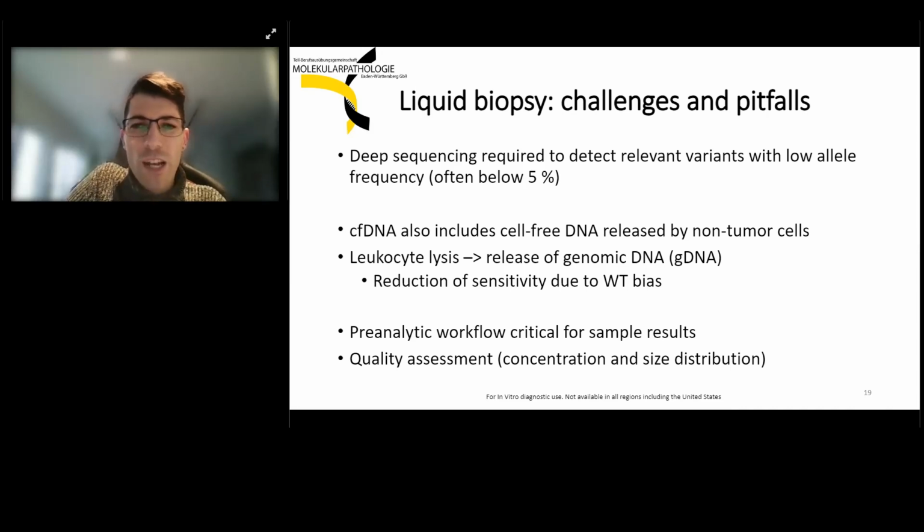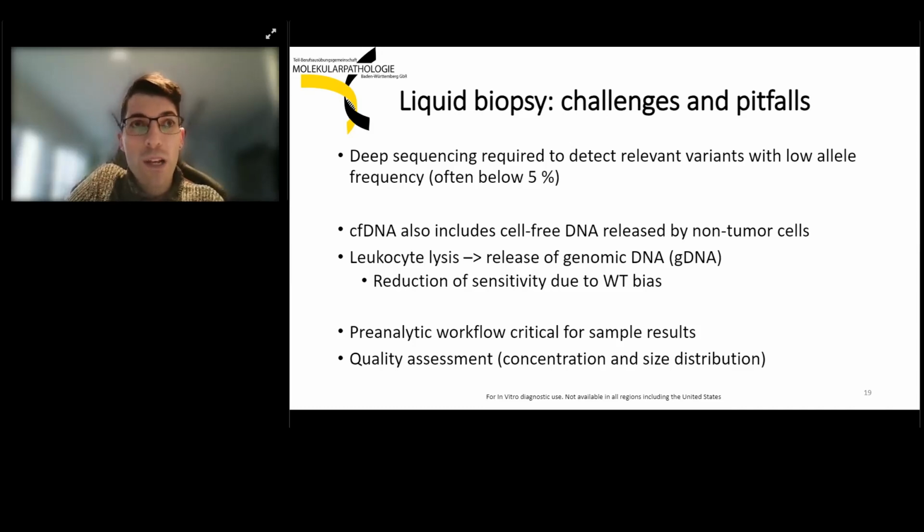So what are the challenges in analyzing liquid biopsy? Depending on the proportion of actual tumor DNA in the cell-free DNA sample, the variant allele frequency of potential variants may be pretty low. It's often below 5% or even below 1%. And for this reason, we need deep sequencing to detect these variants.